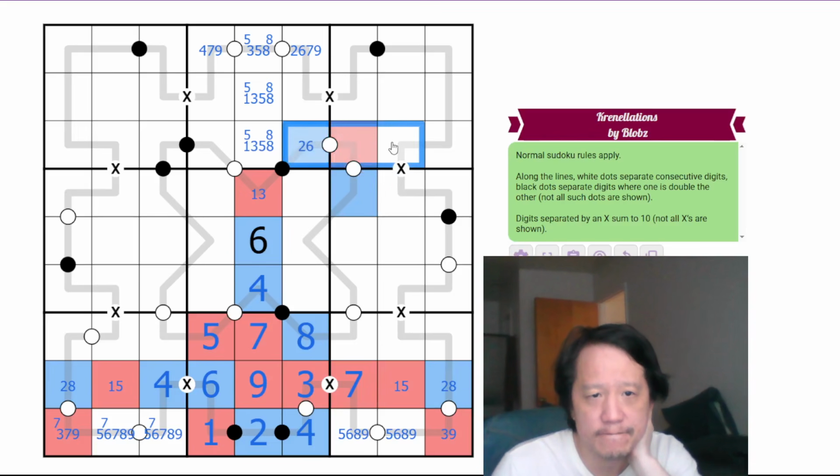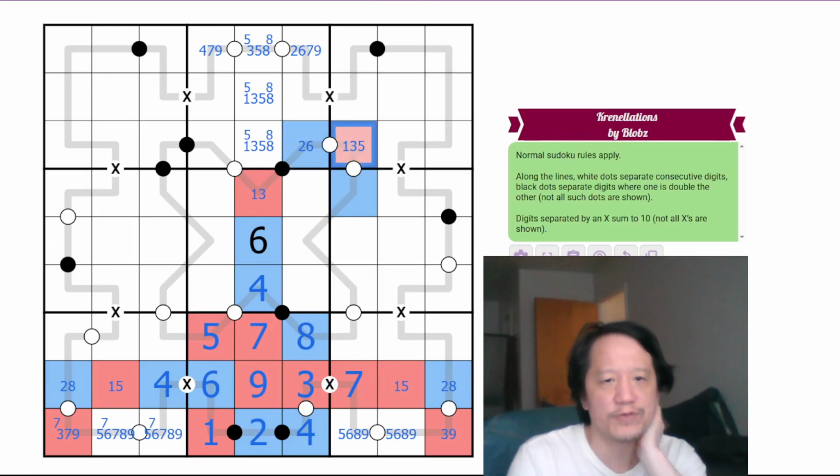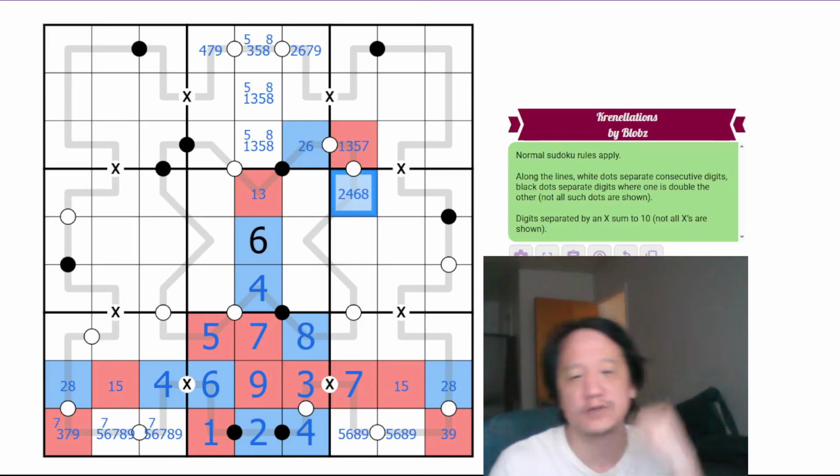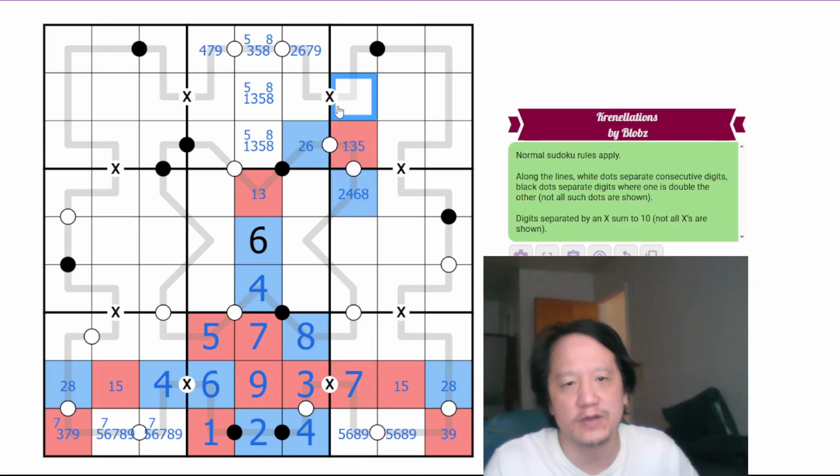Okay. 2 and 6 is consecutive with either 1, 3, 5, 7, which could be consecutive with any of the even digits, so that's fine. 7 eliminates 7 in the rest of the column here.